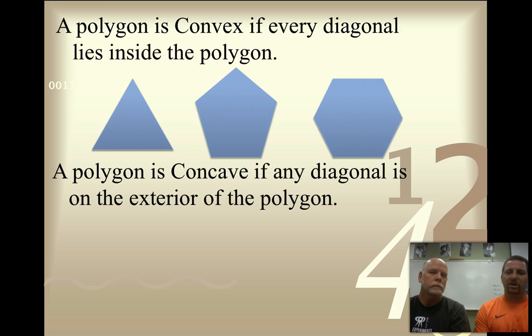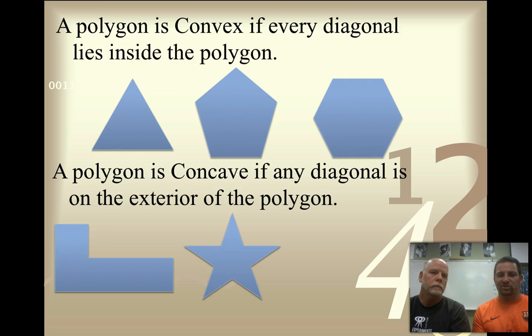And then a polygon is concave if any diagonal is on the exterior of the polygon. As we look at some of these, if you look at this one here, if I start from the top of the L part, on the inside part, and draw a diagonal all the way to the far right corner, that would be on the exterior of the polygon. So it's not convex, it becomes concave, because those diagonals are now on the outside of the shape, not on the edge or on the inside. If you look at the star, same thing. If I go from one point to another point, those diagonals are going to be on the outside of the shape, so that makes this one also concave.